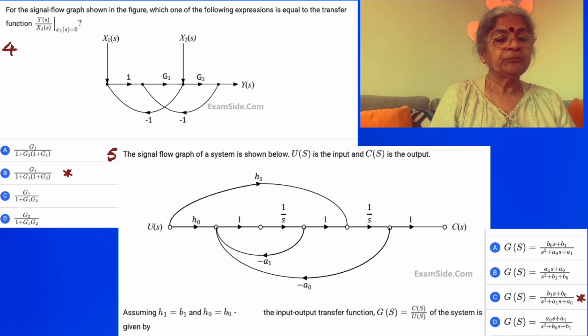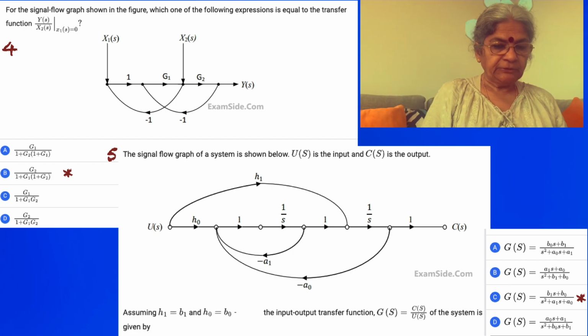Let's repeat the whole thing for the fifth problem. The signal flow graph of a system is shown. U(s) is the input and C(s) is the output. Let's start from the input. So we see that it's 1, 1 by S, 1 by S, 1, and we reach C(s). You also have an alternate path, because the direction sense is given by the arrow, so be very careful about that. We have another path starting from U(s). It goes via H1, then we have 1 by S, 1, and we reach C(s). The other paths are all feedback paths because they are directed backward.